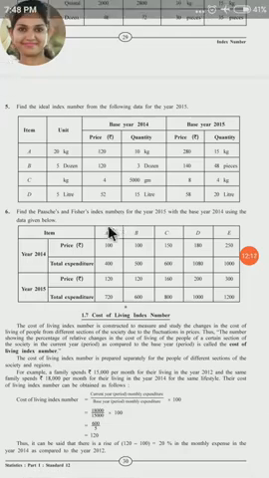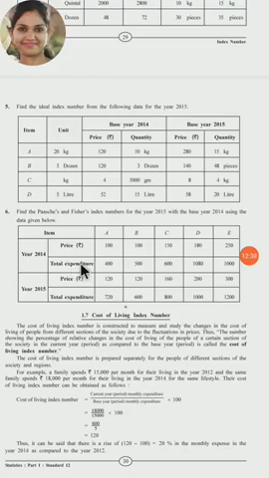See girls, which columns are given? Items are given. See, here the vertical table is given, but in question number 6, the table is given horizontally. Right girls? Items A, B, C, D, E. Year, it means this is the base year, this is the current year. P0, total expenditure. This is a different thing.